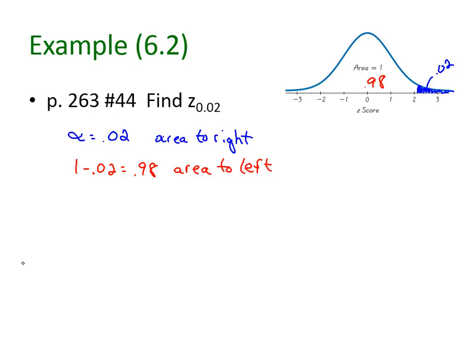So now we're looking for the 0.98. So 0.98 is between 0.9798 and 0.9803. Oops, you can't see what I'm pointing at, sorry. It's between the 0.9798 and the 0.9803. Which one is 0.98 closer to?